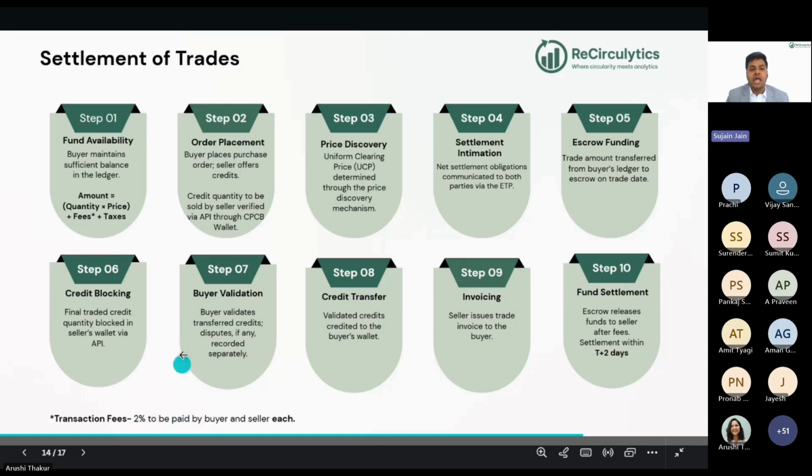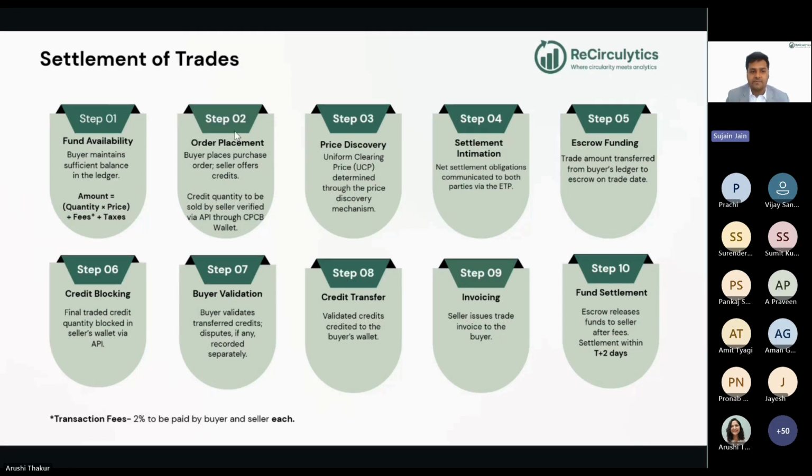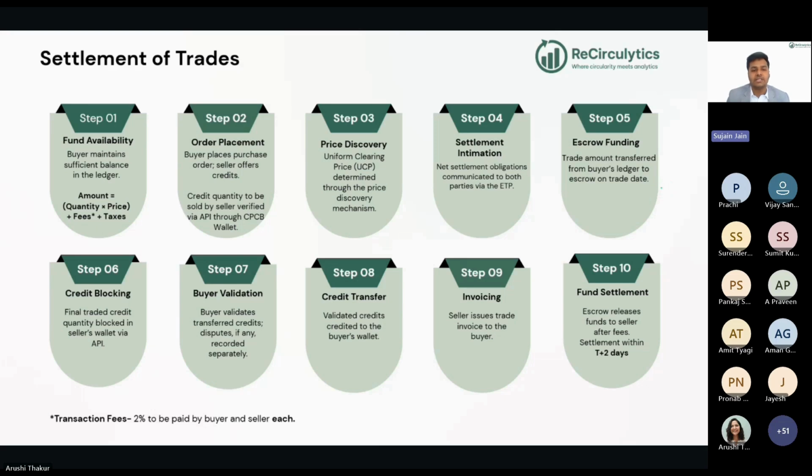The second step would be for the buyers to place the order and for the sellers to also place the order. But in the seller's case, when they place their bids to sell their credits, their quantities would be verified with the CPCB portal through API. If they have only 10 tons in their wallet, they will only be allowed to sell that 10 tons. And let's say if out of those 10 tons, 3 tons of credits have expired, then those credits will not be allowed to be traded on the portal.